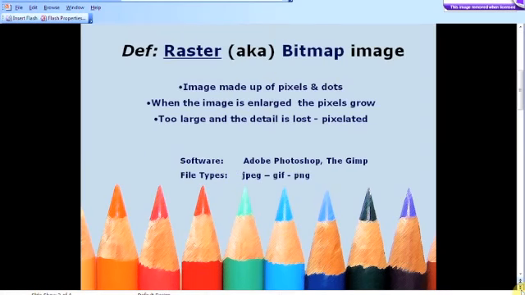So let's first of all have a look at what a raster image is. By the way, these images are also known as bitmap images. This is an image that's made up of pixels and dots, and the smaller and closer together the dots are, the clearer the image is going to be. As the image is enlarged, the pixels grow, and if you enlarge it enough, then the image will become grainy and blurry. And if it's enlarged too much, the detail will be lost and it will be known as pixelated. An example of raster software includes Adobe Photoshop and the GIMP, and file types are JPEG, GIF and PNG.